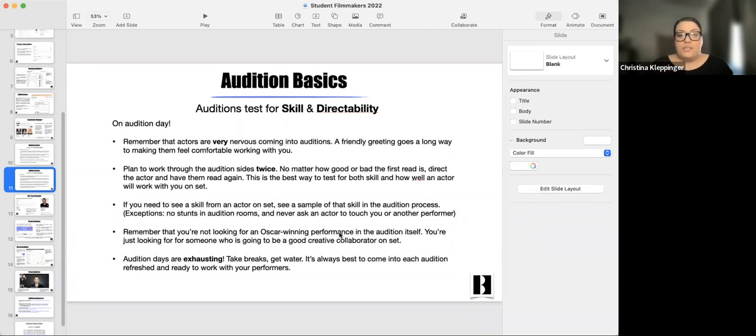Plan to work through your audition sides twice. And here's what I mean by that. Your actors are going to come into your audition room and they're going to read through the material with your reader the first time. No matter how good or bad that first read is, this is where you're going to step in and direct them.